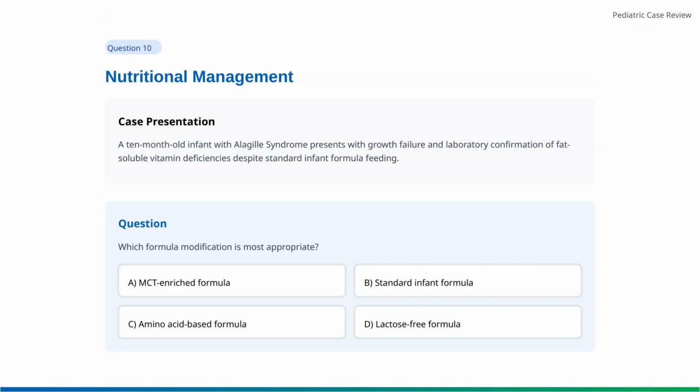A 10-month-old infant with Alagille syndrome presents with growth failure and laboratory confirmation of fat-soluble vitamin deficiencies despite standard infant formula feeding. Which formula modification is most appropriate? Option A, MCT-enriched formula. Option B, standard infant formula. Option C, amino acid-based formula. Option D, lactose-free formula. Consider the pathophysiology of fat malabsorption and cholestatic liver disease and which type of formula would best address this specific issue.